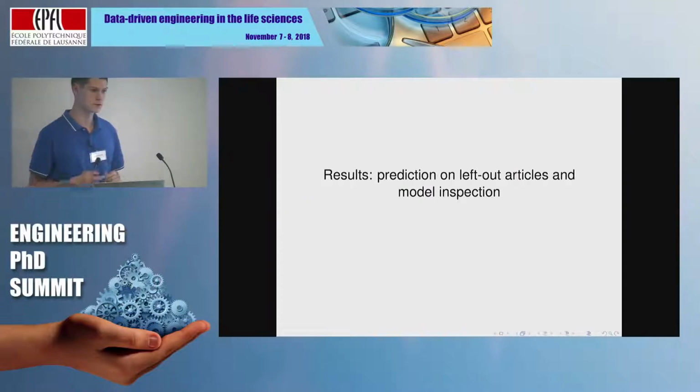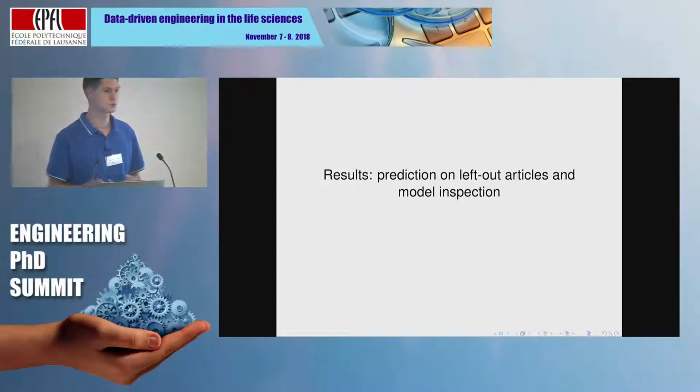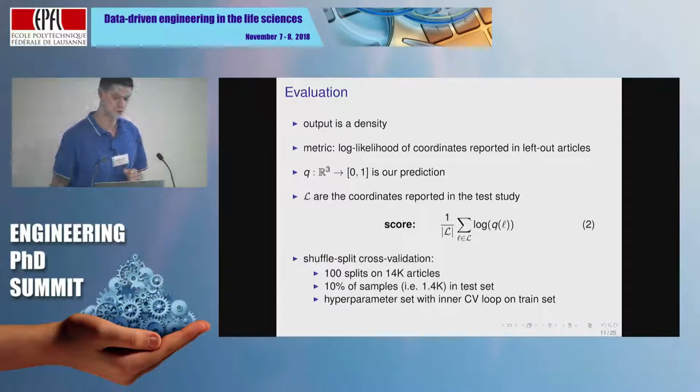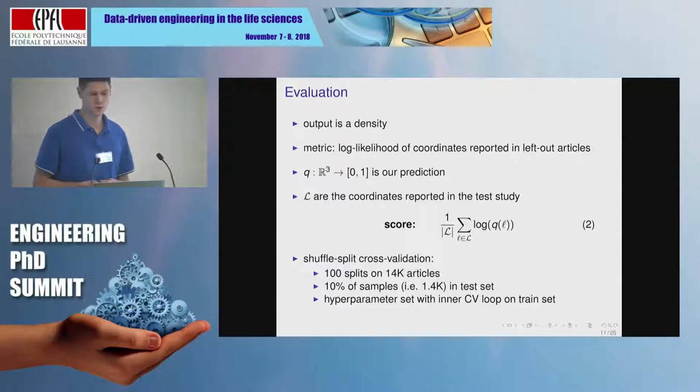So now that I presented the method that we use to learn the link between concepts and brain regions, I'm going to present some results. First of all, we need to have some metric to check that our predictions are actually better than chance and ideally better than previous methods. So since we predicted a density, we will look at the log likelihood of coordinates that are reported in the articles that are in the test set. It's a very natural thing to use, and we perform a cross-validation on our data set.